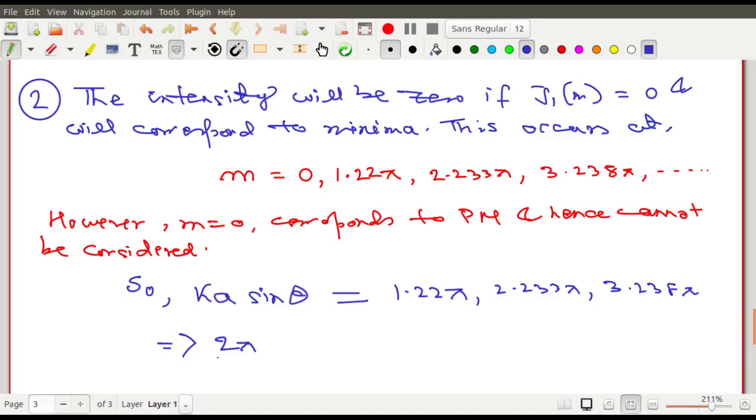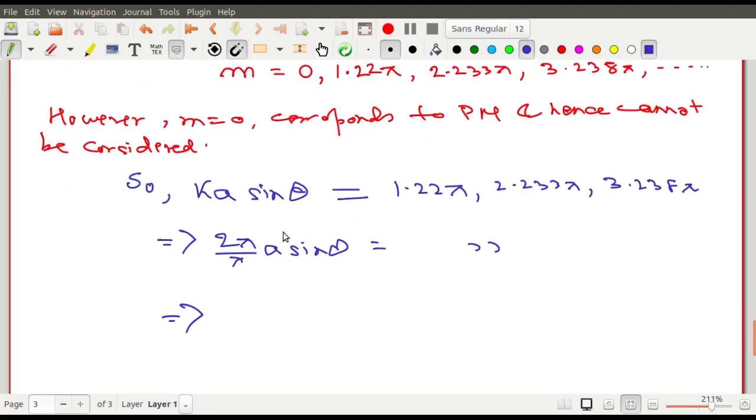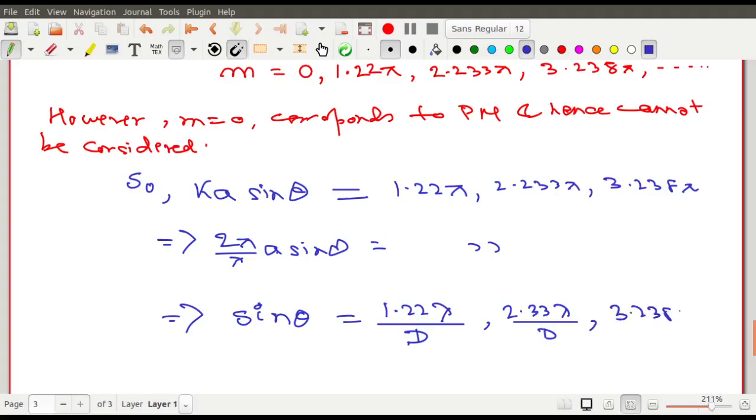Here k is 2 pi by lambda, so ka sin theta; do it yourself, pi gets cancelled from the terms, so finally sin theta equals 1.22 lambda by diameter, taking 2a as the diameter. The next one is 2.33 lambda by diameter, the next one is 3.238 lambda by diameter, and so on. So at these particular thetas you have minima.